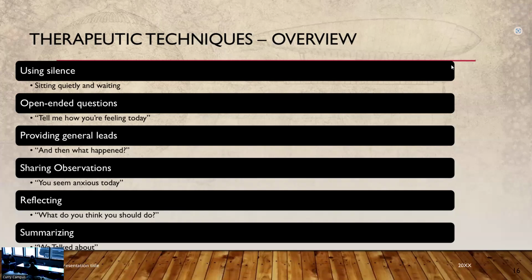There are a few things that we want to do. Using silence, so sitting quietly and waiting for the patient to express their feelings. Open-ended questions, that's important. Tell me how you're feeling today. And that opens them up to give more information. Providing general leads, and then what happened? Sharing observations. You seem anxious today. We don't want to make an assumption, but that's why we use the word seem.